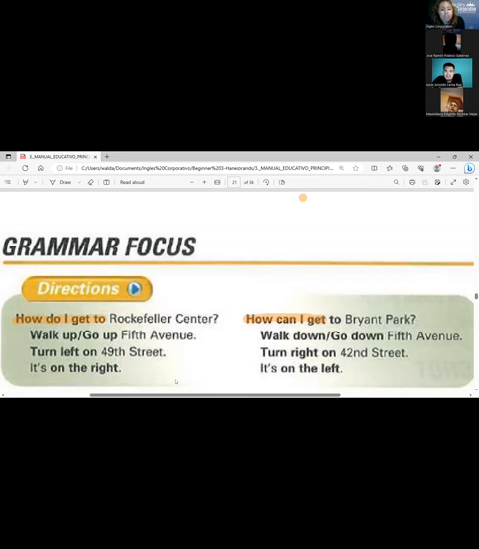Could it be interpreted that if I am on First Avenue and I have to go up to Fifth Avenue, I use walk up or go up? Yeah, that's possible too. And you can also go in the opposite direction, walk down or go down. So if you have a hill, you go up or you walk up. And if you're going down the hill, you walk down or you go down.